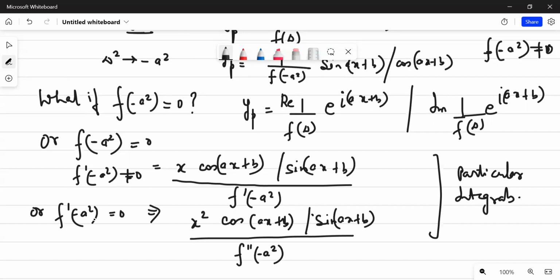So if your f dash minus a square is 0 and your f double dash minus a square is non-zero, then you can do this. That is, if your function is becoming 0 at minus a square, and it is not only a simple 0, rather it is a repeated 0 of order 2, then this is how you're going to write, and so on and so forth. Is that clear or not?